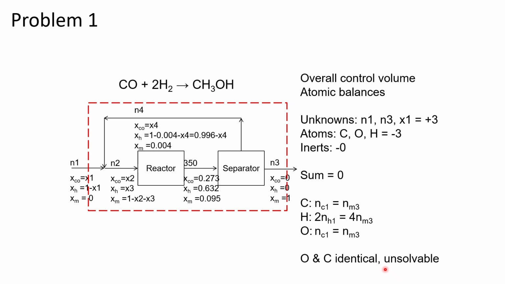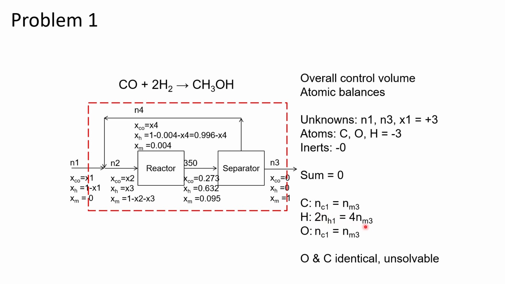We're stuck. We're going to have to look at the other control volumes to see if we can start someplace else. For completeness, the atomic balance for hydrogen is shown here. Hydrogen enters only with the hydrogen in the inlet stream, so if the flow rate of the hydrogen molecule is NH1, multiply by 2 atoms of hydrogen per molecule of hydrogen, and you get the flow rate of hydrogen coming in. Hydrogen exits in the methanol.